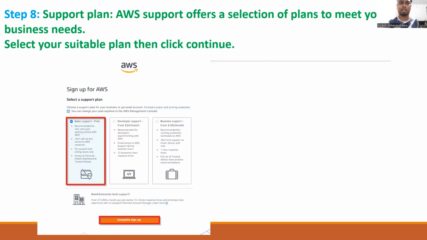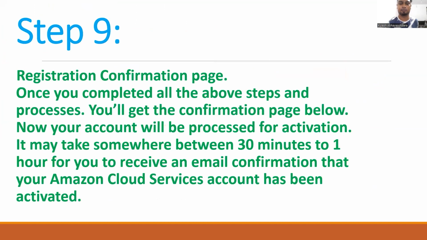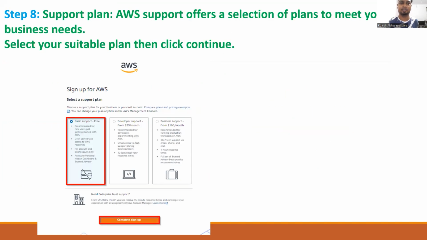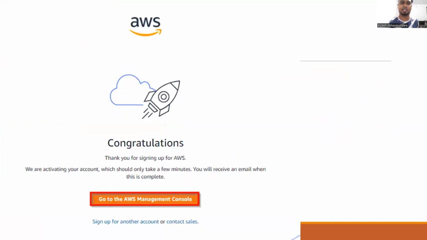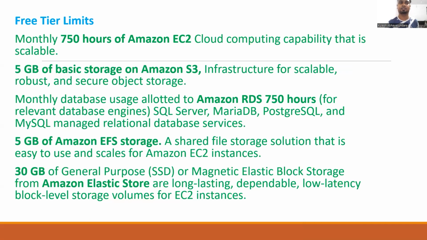And you will have to provide your support plan from the 3 here. And we'll have to choose basic support typically, right, guys? Because it's free. So the next thing, we get our confirmation page like in here saying congratulations and thank you for signing up for AWS. And finally, these are the free tier limits.